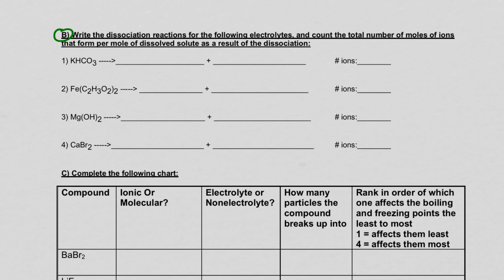Looking at the problem set, I'm just going to give you a quick little tour of what's going on in here. Part A, you are going to be calculating the molality of the following solutions. Remember, molality is equal to the moles of solute divided by the kilograms of solvent. Part B, you're trying to write the dissociation reactions so that you can figure out the number of ions. The number of ions basically is going to be your I factor.